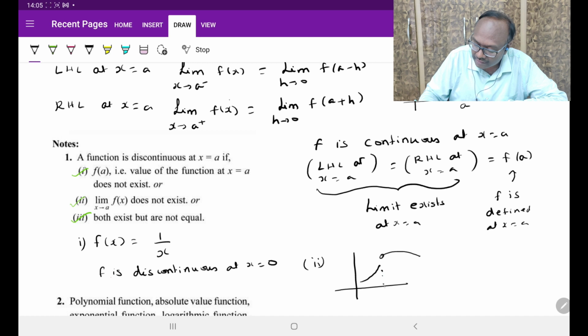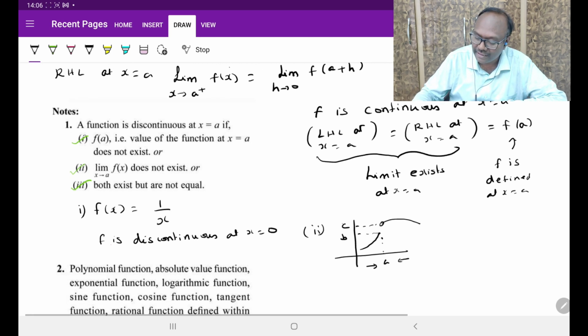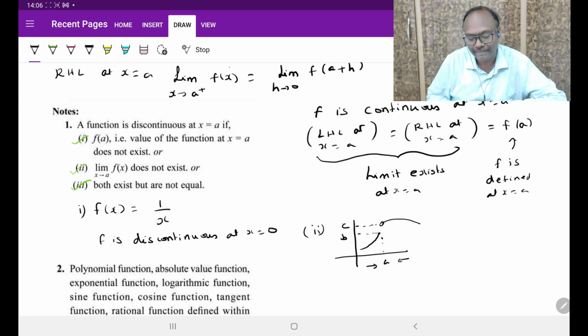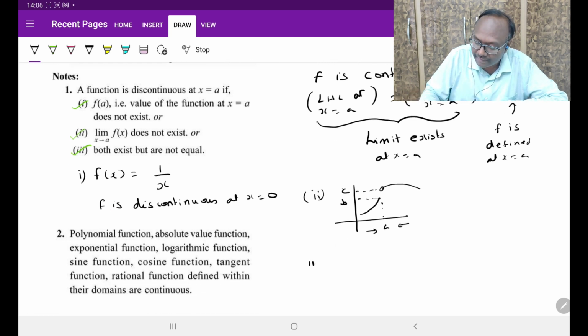So at a point x equal to a, we observe that the limiting value of the function, when you consider the left hand limit, it is b, and when we consider the right hand limit, it is c. So the left hand limit is not equal to the right hand limit, then also we could see that there is a discontinuity. Then the third one is both exist but are not equal. That means the limit exists but they are not equal.